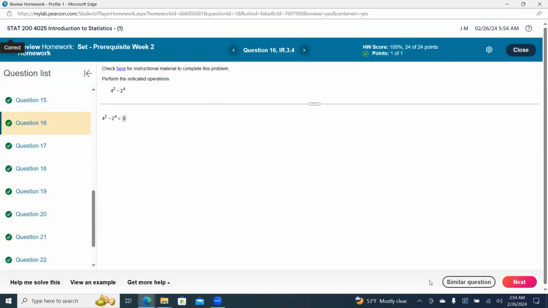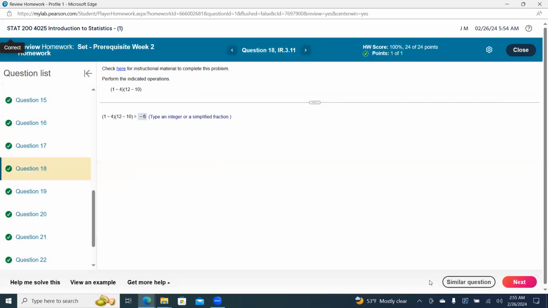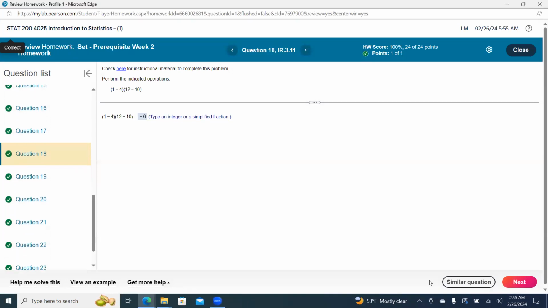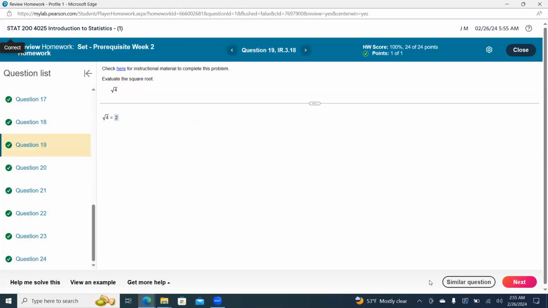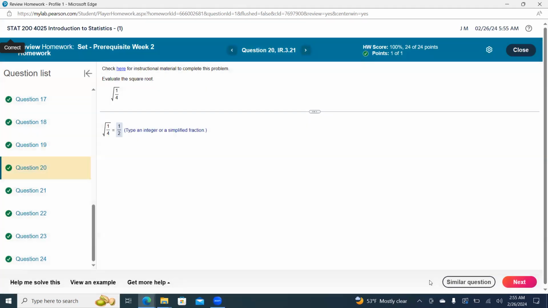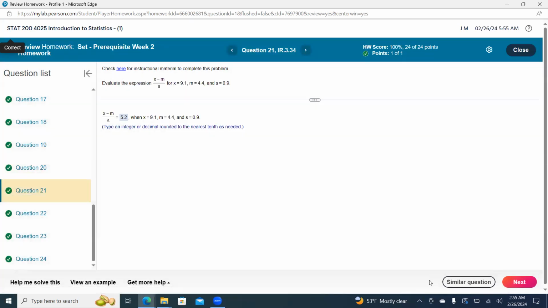I see 16 minus 16 is 0. That's what I see. Order of operations, it's a -3. That goes 18, 19. If we have to work hard with any of this, then we have problems.